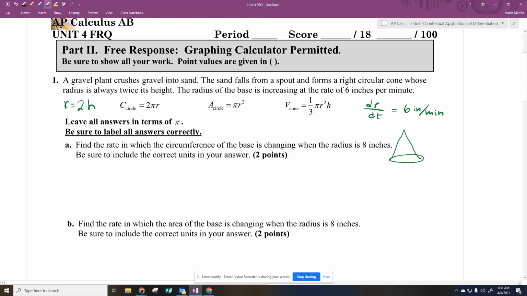All right. So it says find the rate at which the circumference of the base is changing when the radius is 8 inches. Be sure to include the correct units in your answer. So again, we're given dr/dt equals 6 inches per minute, right? And then we need to find the circumference, so we need to find how fast the circumference is changing. So dC/dt when r is equal to 8.